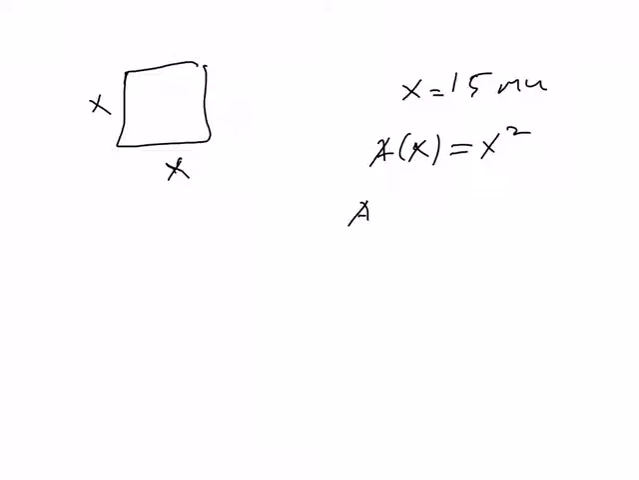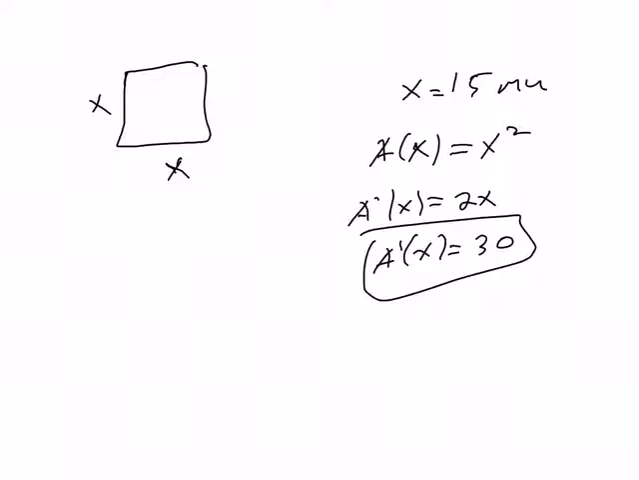So A prime of x is going to equal 2x. Plugging in 15, we get A prime equal to 30. This is millimeters squared because we have that side and that side. So what's going on is when x is 15, as we increase x from 15 to something a little bit bigger, the area is going to increase by 30 millimeters squared, or at least it's increasing at that rate.